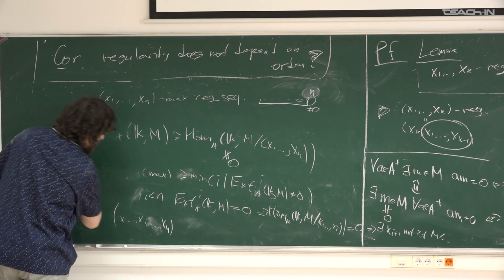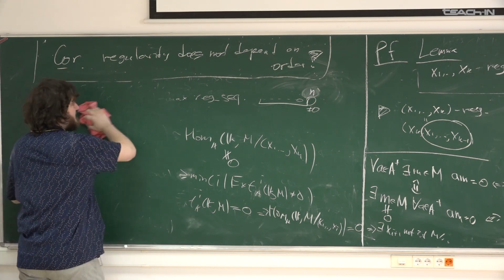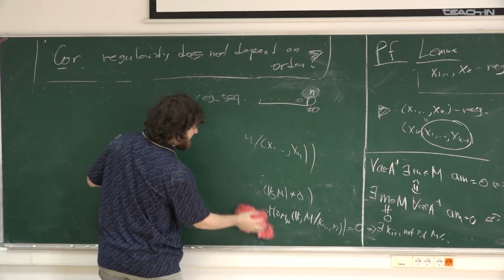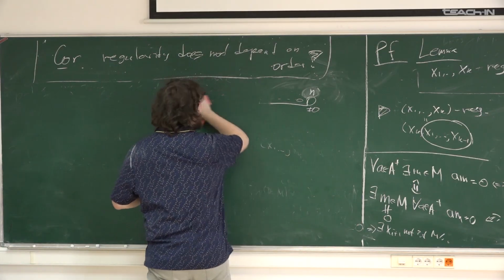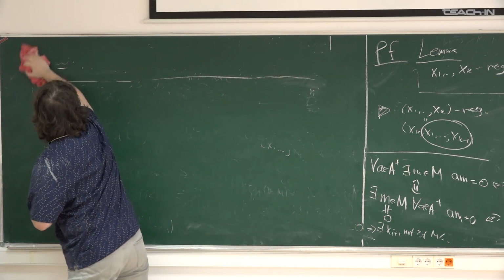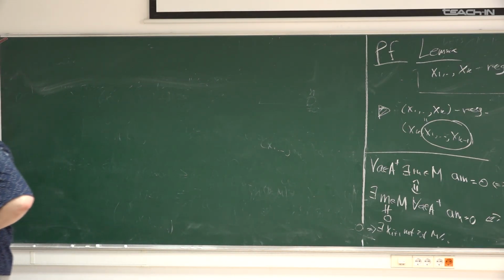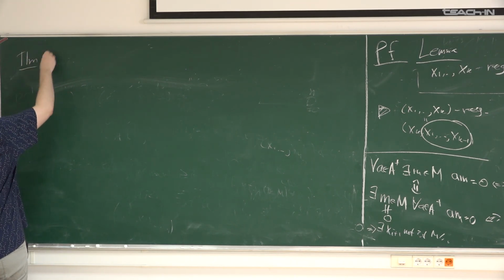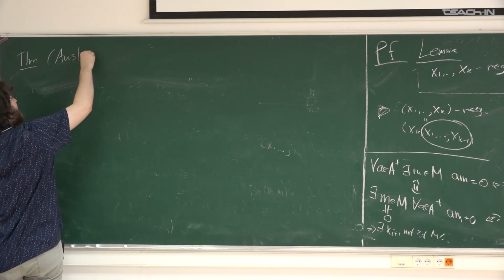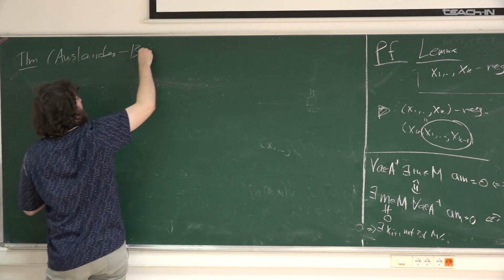Now, the second and final theorem about this is the Auslander-Buchsbaum theorem. It relates projective dimension and depth. Theorem of Auslander-Buchsbaum.